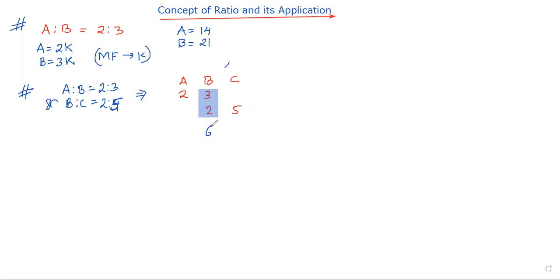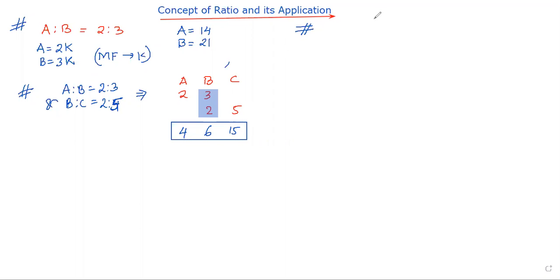I can take it 6. Once it is 6, the first line I have multiplied by 2, so A would become 4. And at that time, C would become 3 multiplied by 5, so it should be 15. So I can find in this case, the ABC ratio will be 4 is to 6 is to 15. So this way, actually, the common ratio of all of them, I will be able to generate. So these are important.